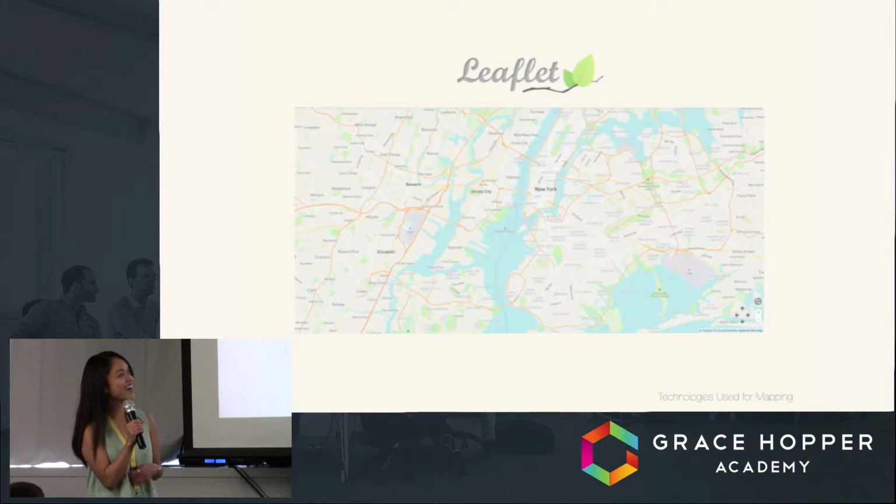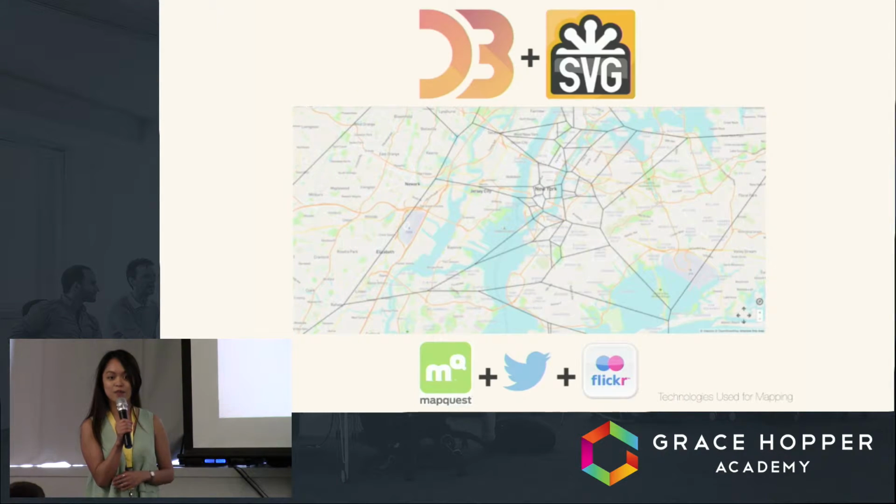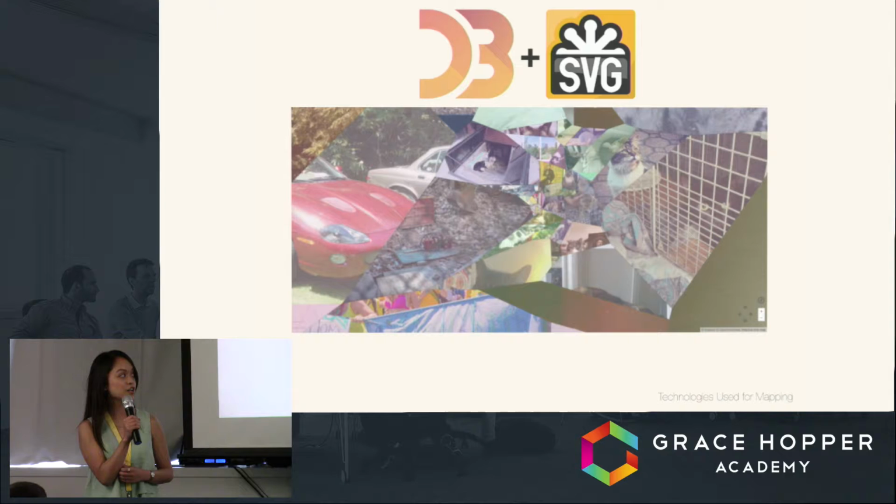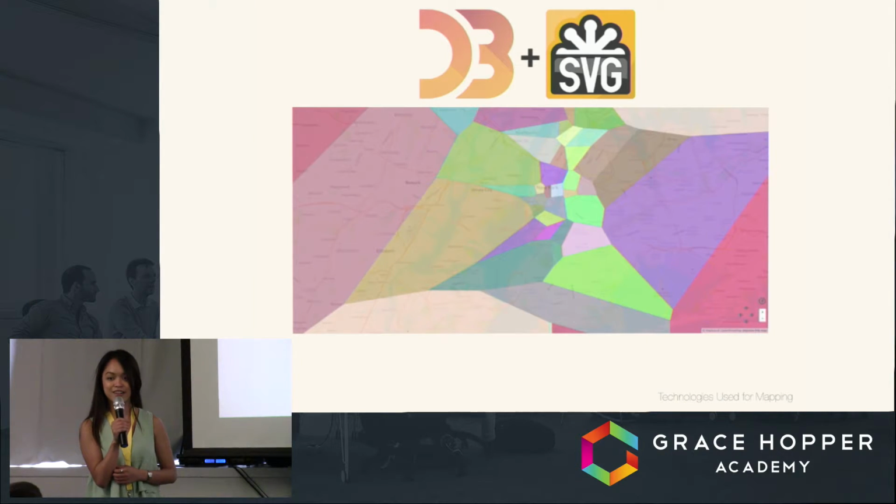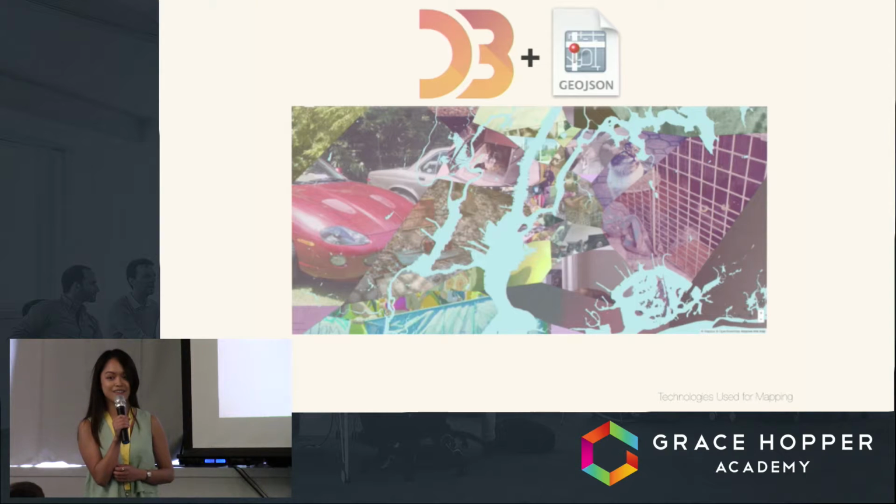Finally, we have our layers of Bonbon, starting with a leaflet map layer, following a Voronoi skeleton, which was created with D3, SVG, and data pulled from MapQuest, Twitter, and Flickr. And then we have our image fill, our color fill, and finally a GeoJSON water layer.